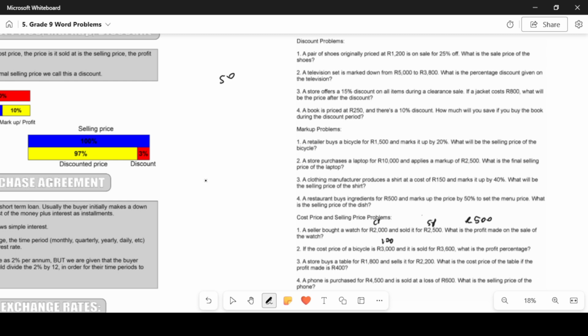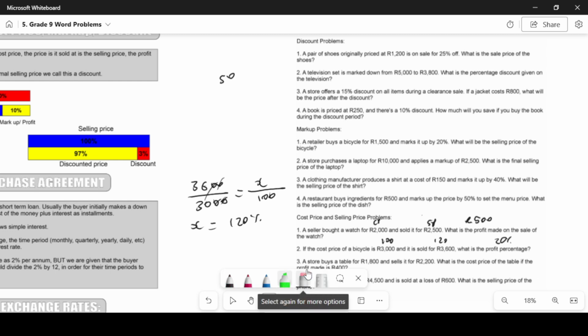So what we can do now is, we can say selling price over cost price must equal selling price, which is what I want to find, over cost price, x. Therefore, x is equal to 36 over 30 multiplied by 100. So 36 divided by 30 multiplied by 100 gives you 120%. So 120% represents the selling price percentage. So therefore, what's the profit percentage? 20%.